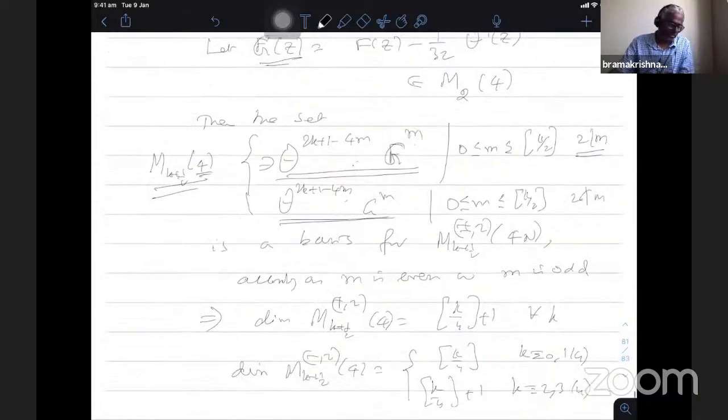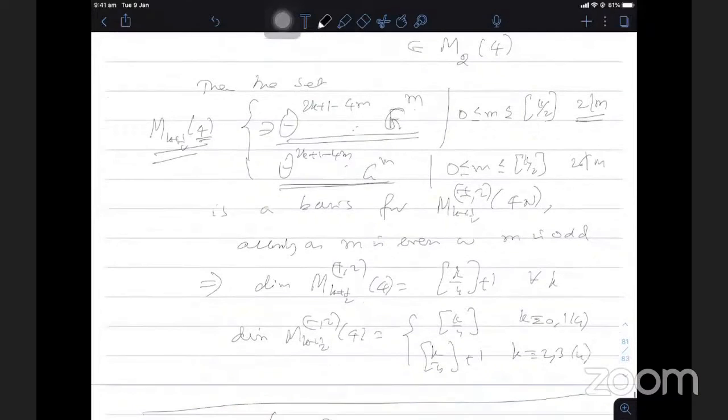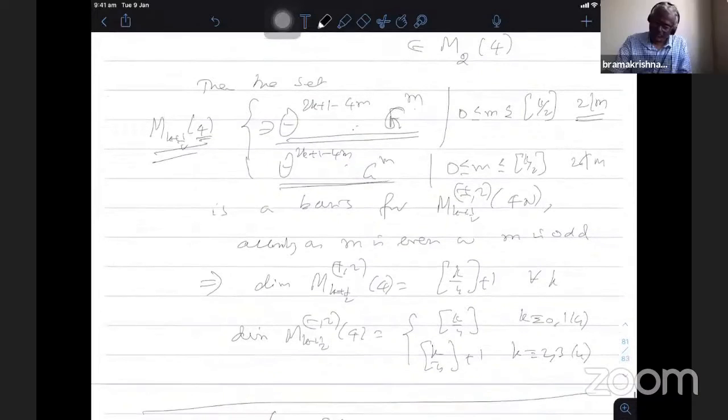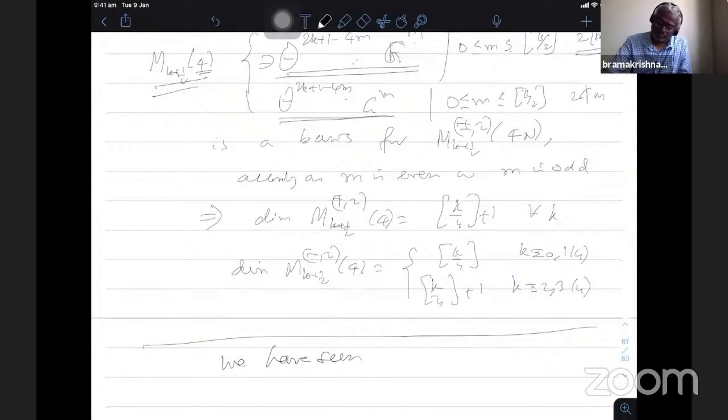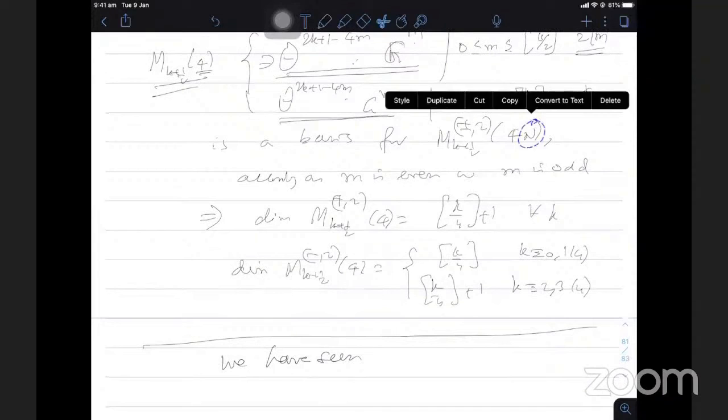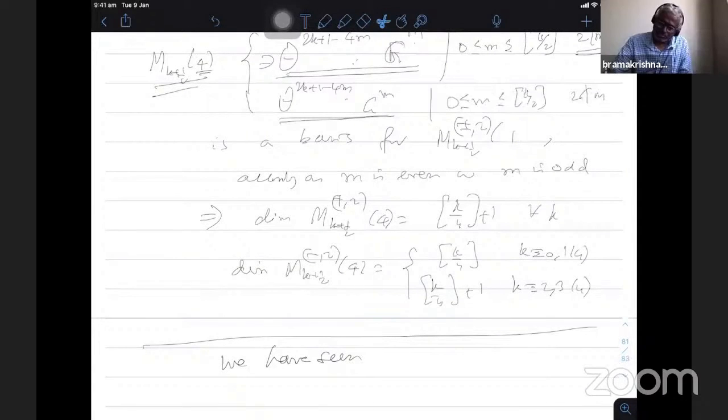Everywhere I am writing n equal to 1. Here it is written as a basis for 4n. Where did I write that? Just below this set. Yes, that is right. One should not write wrongly. I wrote it for level 4.